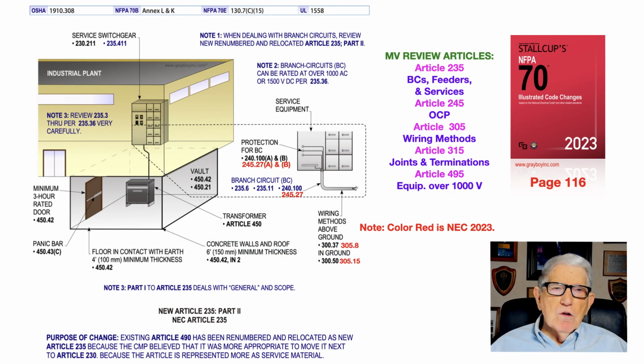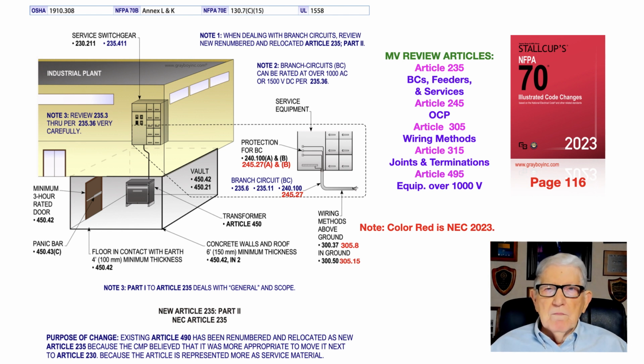We have a new Article 235 that deals with branch circuits, feeders, and services. For the branch circuit, though, to size the conductors, you'd go to 210.19A1. For feeders, you'd go to 215.2A1. And for services, you'd go to 230.42A1.